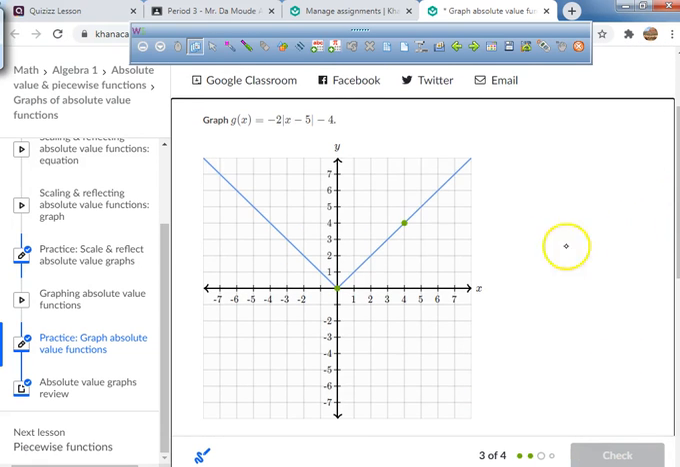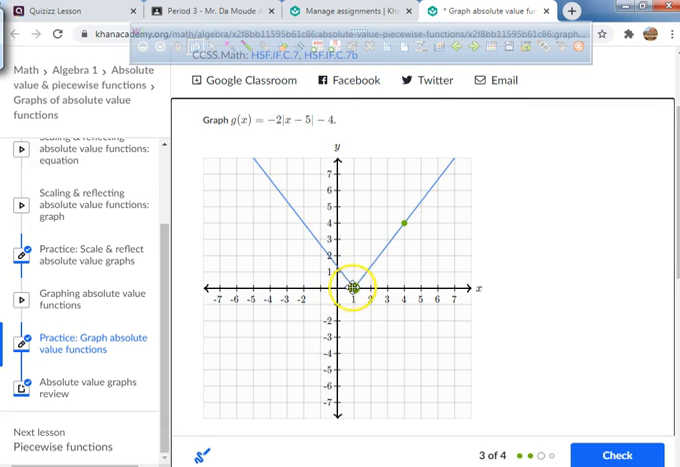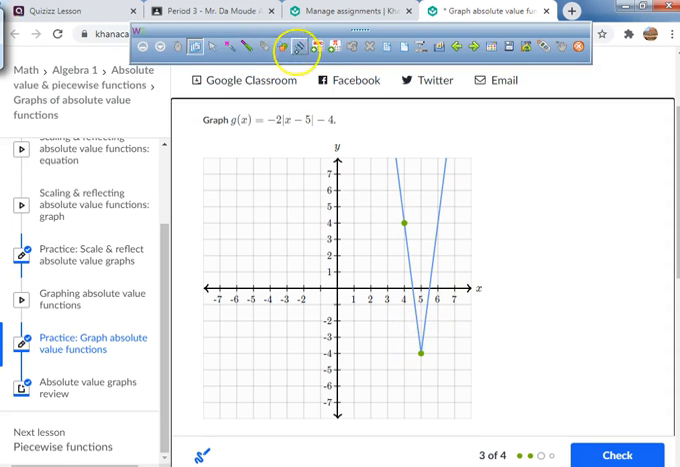All right. Ooh, this one. It says negative 2, x minus 5 minus 4. So the first thing I do is I go to the right 5 units, and I go down 4 units. So from 0, 0, I go over 1, 2, 3, 4, 5. There we go. And then I have to go down 4. 1, 2, 3, 4.